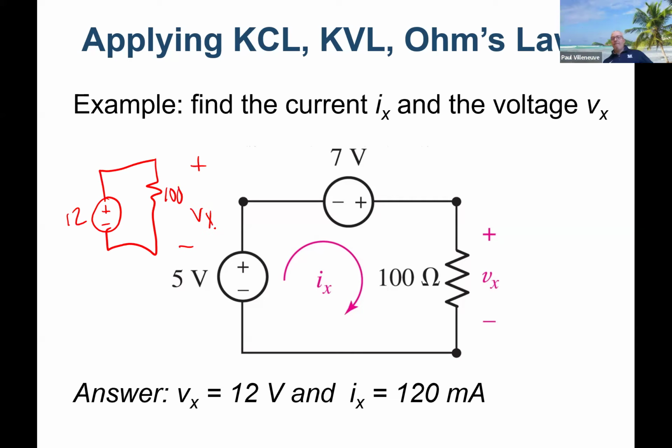That's 12. Okay, now what? Simple Ohm's law, right? IX, which is the current through here, is equal to 12 over 100, 120 milliamps. And then what is Vx equal to? It's 12 volts. We're just looking across the common term. So it may have seemed a little bit more challenging when we first looked at it, but once you started making some simple substitutions, it gets quite a bit easier. Hopefully you see that.